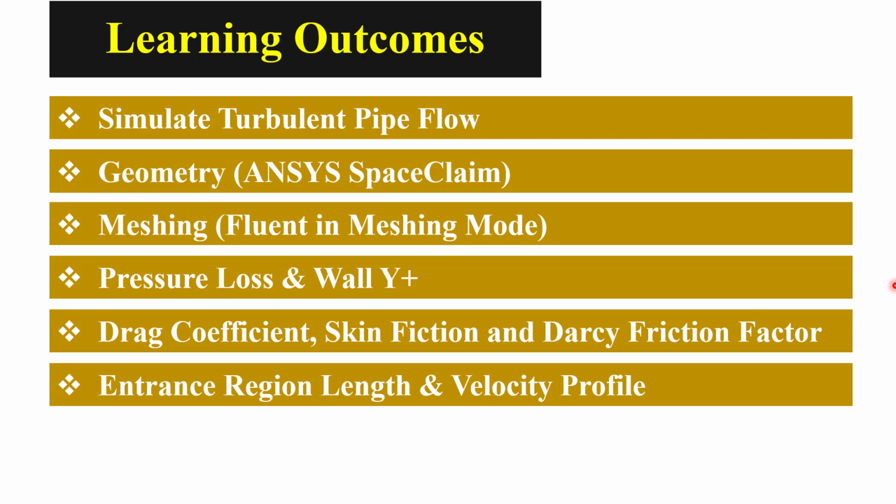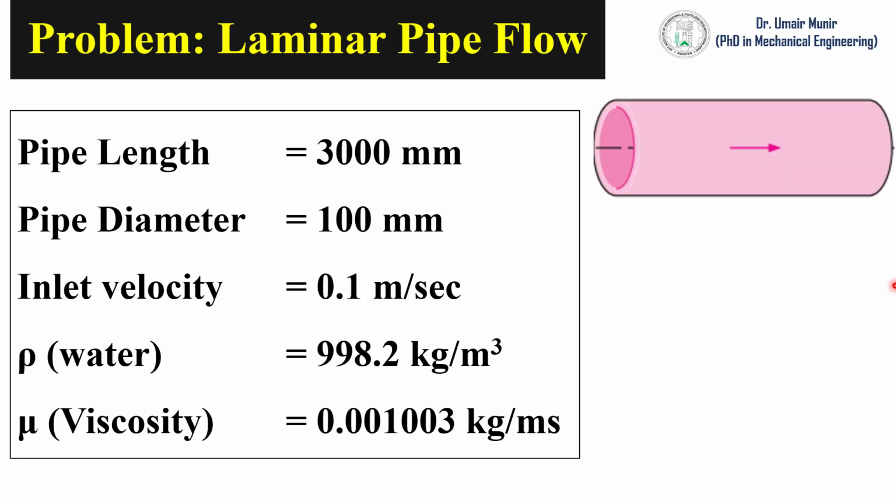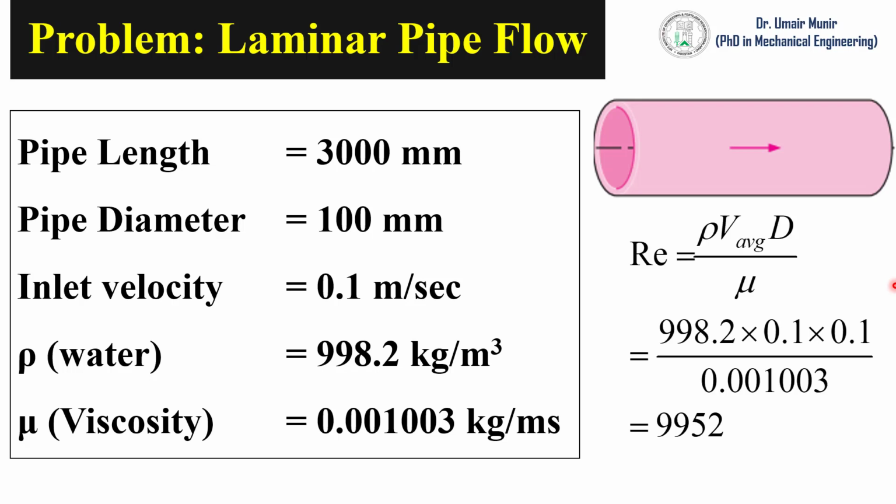and velocity profile. Consider a pipe having length of 3000 mm and pipe diameter of 100 mm. The velocity at the inlet is 0.1 meter per second and we are using water. The viscosity and density of the water is given in the problem. We can find out the Reynolds number using this data, and the Reynolds number is 9952, which shows that the flow is turbulent in a pipe.